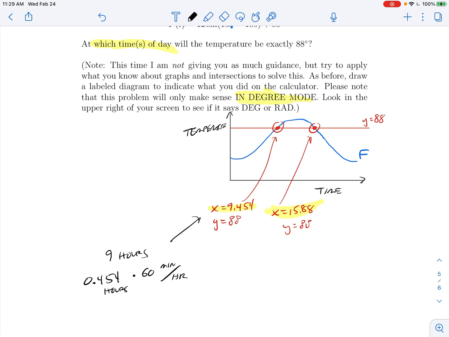So I'm going to add a calculator screen here. And I can take that 0.454 that was left over and multiply that by 60 to get a sense of how many minutes that is. That's about 27 minutes. We can round this a little bit. So when I say 9.454, that means 9 hours and 27 minutes since midnight. We would call that 9:27 a.m.